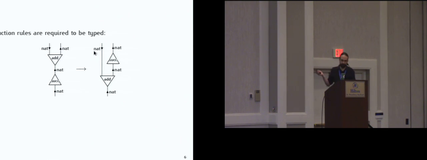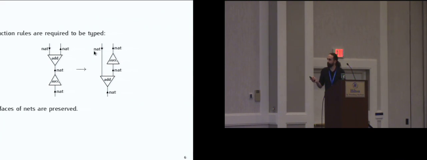OK, so what makes typing work is that it is always required that reduction rules preserve the types in the interface. So here, as you can see, the interface hasn't changed, and this should be the case for all reduction rules. OK, so that's typing in interaction nets.